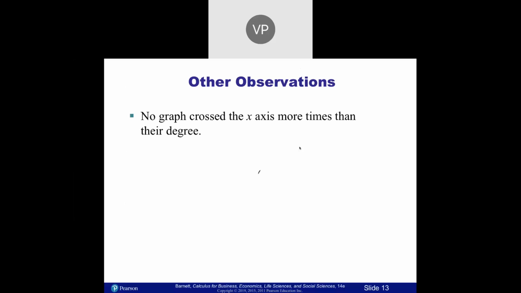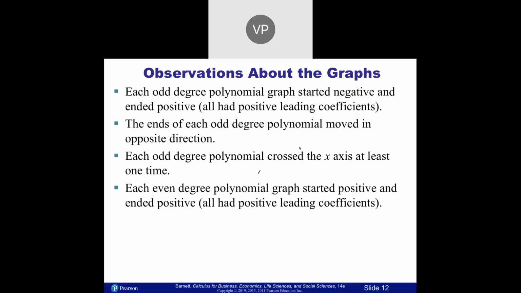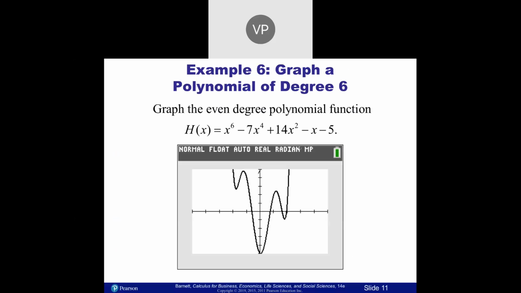Okay, some more observations. No graph crosses the x-axis more than its degree. And that's an important case here. I'll pull up that last one that had a power of 6. Notice it hits the x-axis 4 times, 4 different times. You're never going to get more than the degree. So that degree 6 is the maximum number of times you'll hit the x-axis. You're going to hit it either that or less.